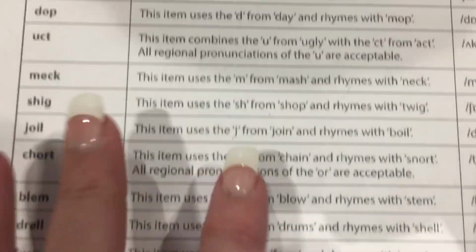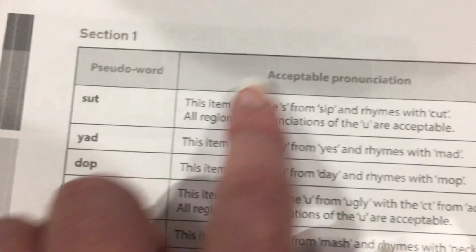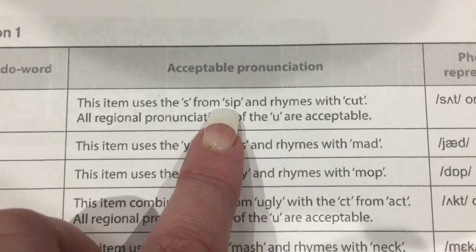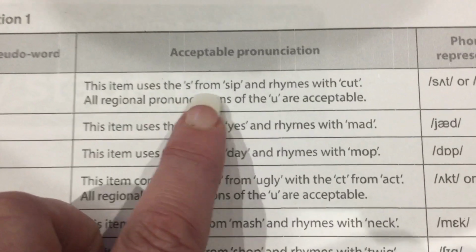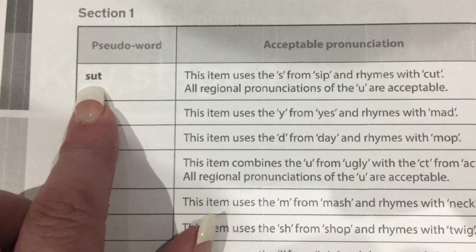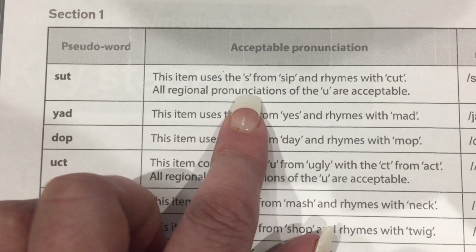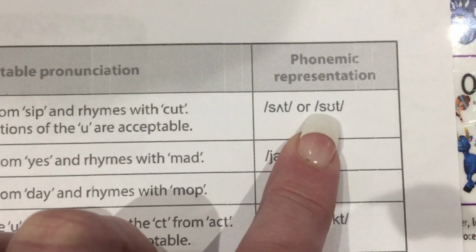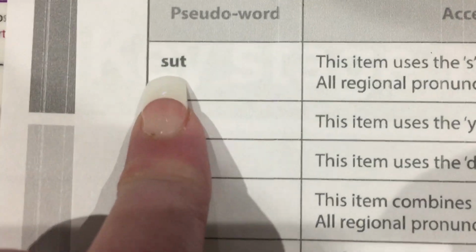But when it comes to this, remember, most teachers have never done this. Most teachers would have no clue that the S could represent all these different sounds. So in the guidance, it says here's what's acceptable. This item used this from SIP and rhymes with cut. So they're expecting there to be sut. All regional pronunciations of the U are acceptable. So they're saying it could be sut or soot. But what about all of the others?